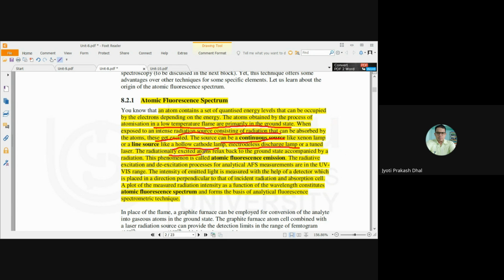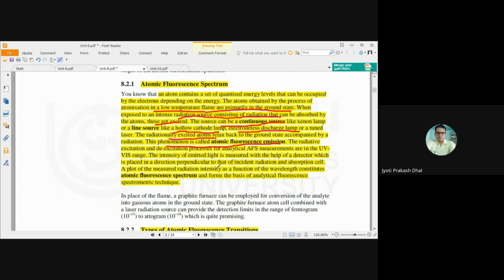So these are the intense radiation sources. From this intense radiation source, the isolated gaseous atoms will absorb energy and go to the excited state. Now the radiationally excited atoms, because we know that the lifetime of the atoms in the excited state is very short, will relax back to the ground state accompanied by radiation. This phenomenon is called atomic fluorescence emission.